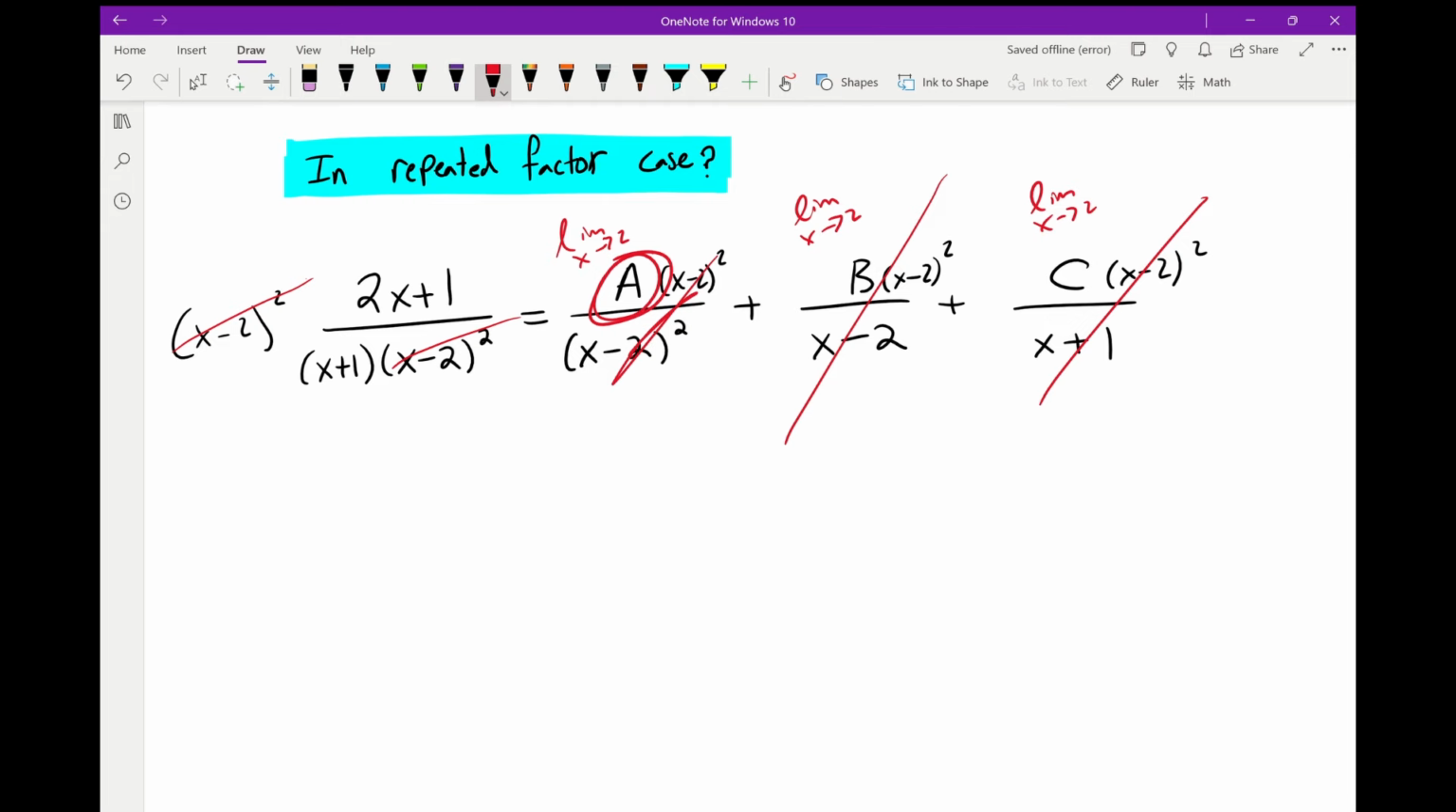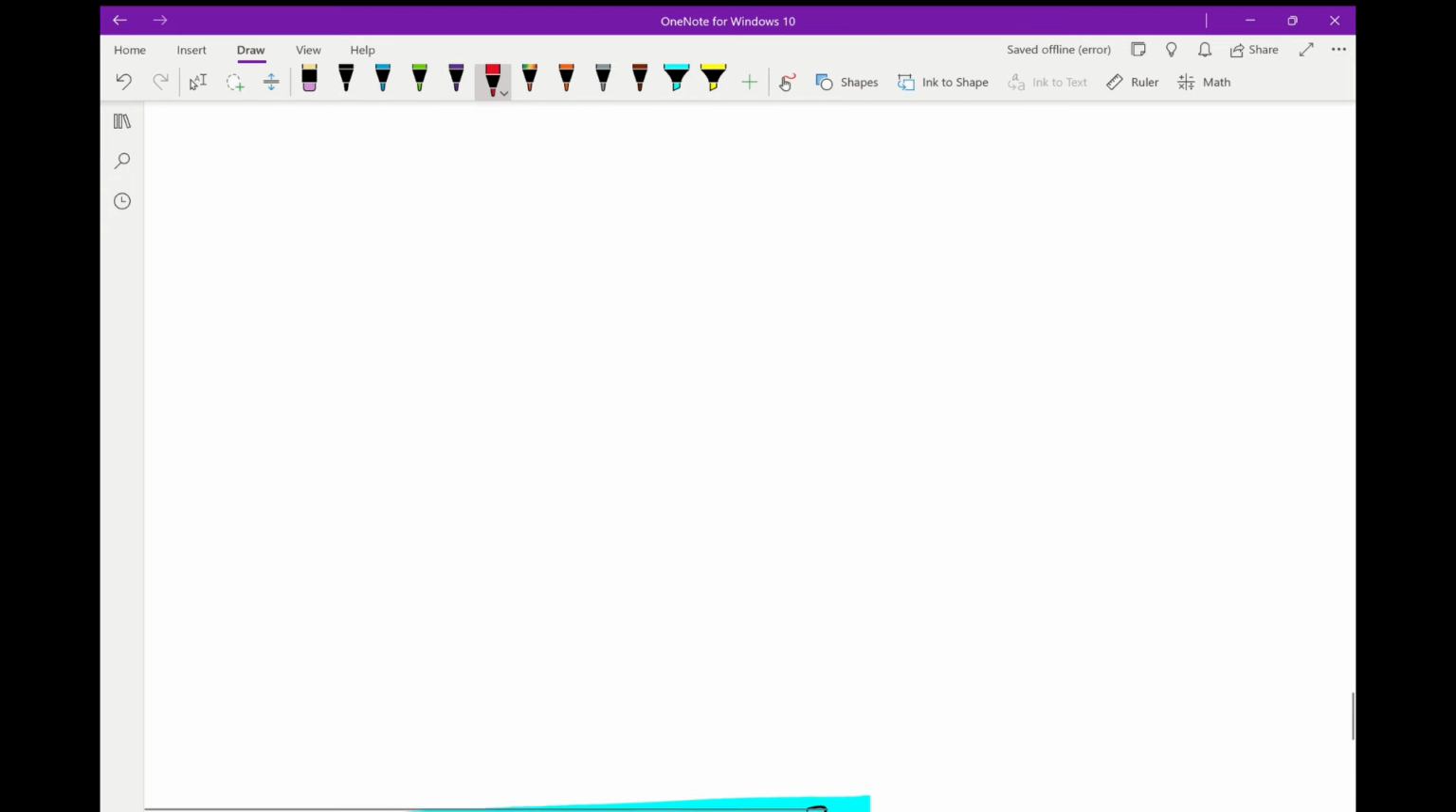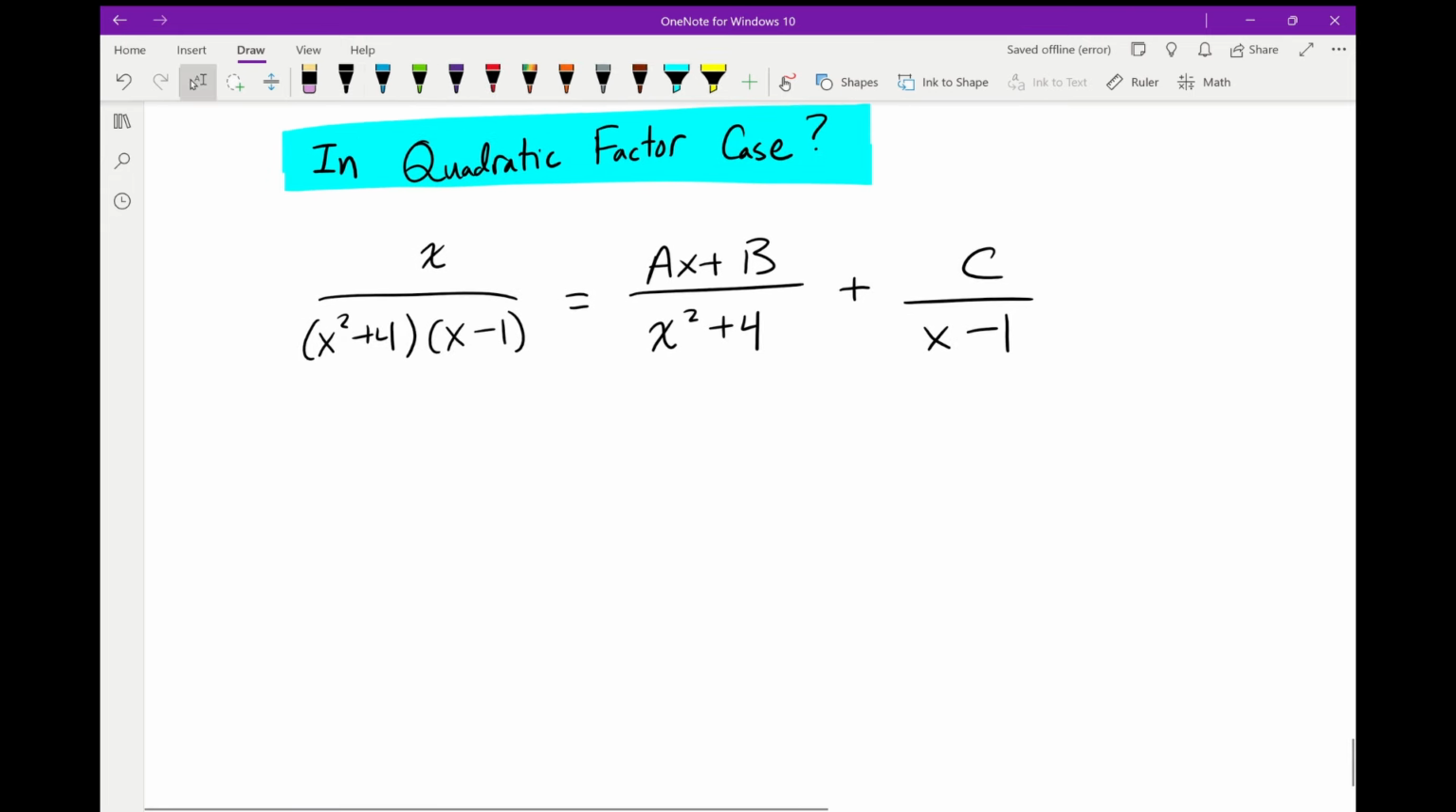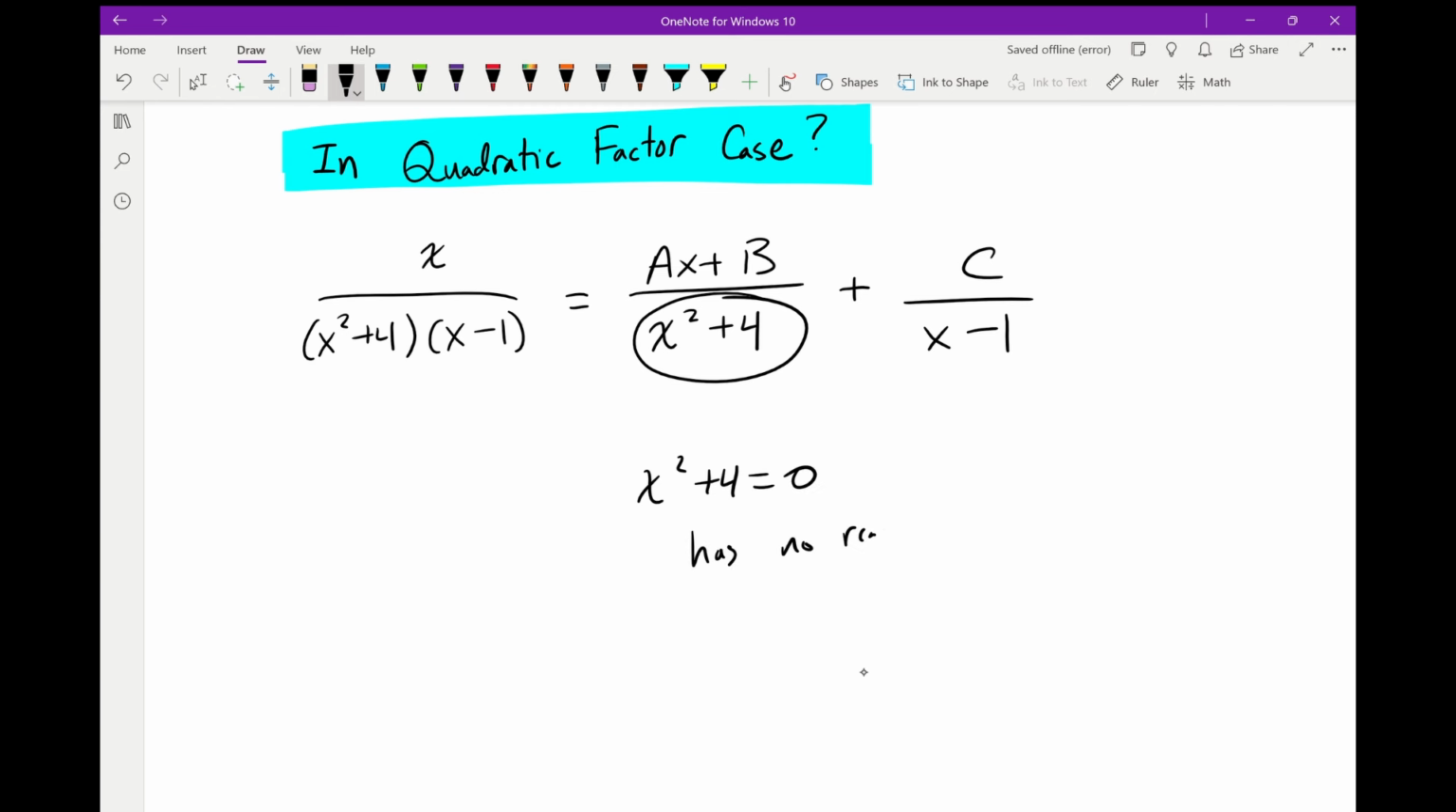And now let's look at what goes wrong in the quadratic case. Well, the problem with the quadratic case is that we're trying to plug in the thing that makes this 0. And if you have an irreducible quadratic, by definition, it just can't equal 0. x squared plus 4 equals 0 has no real solutions, which means that we can't hit 0, which means things don't disappear.